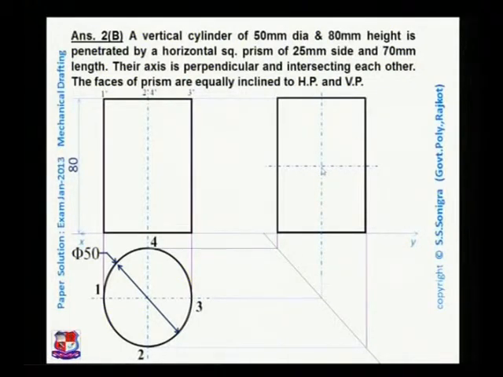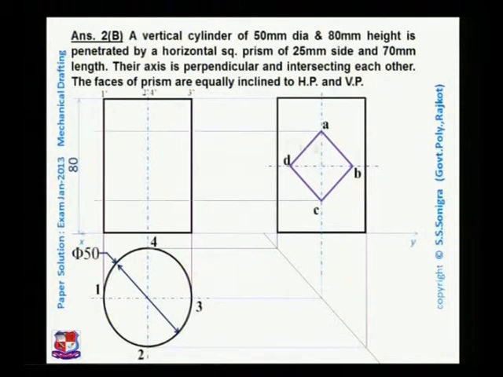So taking this point as a center, draw a square like this, because here it is given that the faces of the prism are equally inclined to HP and VP. Whenever it is given, in case of a square prism, that all the faces are equally inclined to HP and VP, we have to draw the square like this. In this condition, all four sides of this square make an equal angle, that is 45 degrees, with these reference lines. Hence all these sides make an equal angle with the horizontal plane and vertical plane. This is the side view of the given square prism.